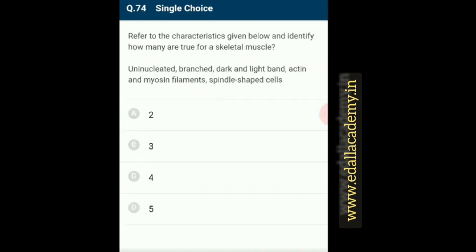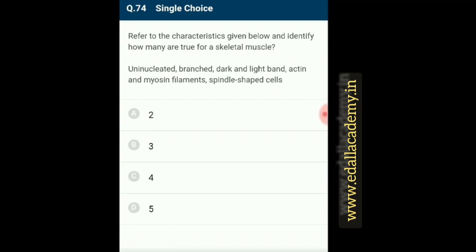Question number 74. Refer to the characteristics given below and identify how many are true for the skeletal muscles. Skeletal muscles are also called striated or voluntary muscles. Striated muscles are attached to bones by tendons. They are long, thin, multinucleated fibers having alternate light and dark bands. They contain myofibrils, which contain contractile proteins, thin actin and thick myosin.